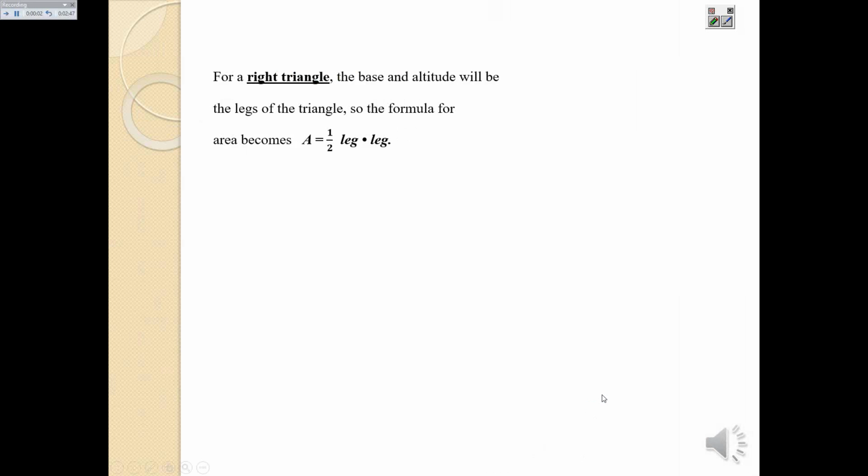For a right triangle, the base and the altitude will be the legs of the triangle. So the formula for area becomes 1/2 leg times leg, or 1/2 base times height. This is still the base, this is still the height.